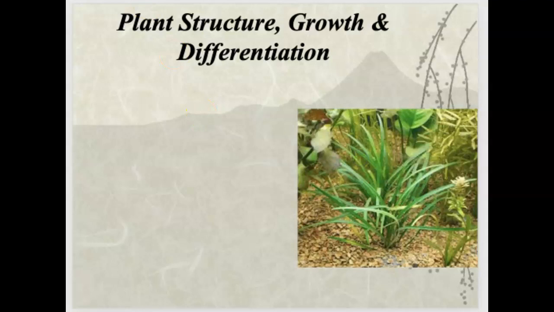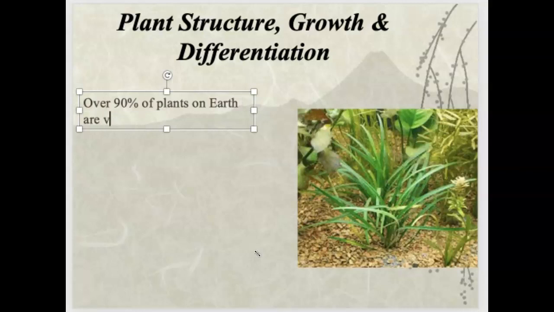The primary reason that I want to apply it to those groups is because over 90% of plants that we see on Earth today, I should say, are vascular plants that are flowering. So this is, by and large, the bulk of all of the terrestrial plant life that we're looking at out there.